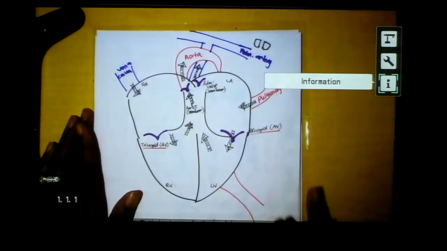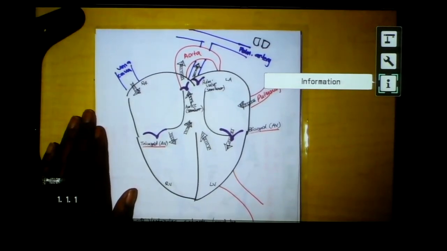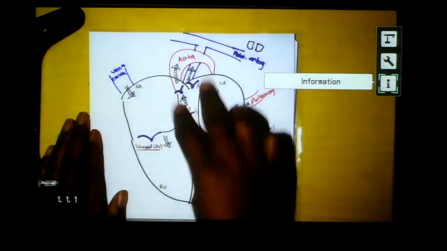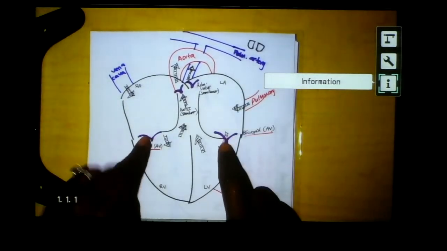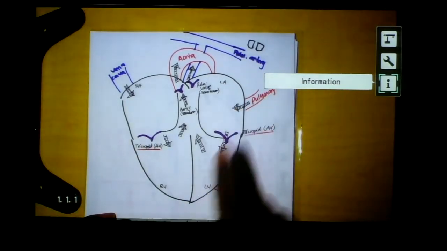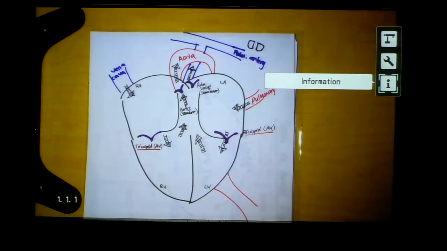Okay. So just to describe, we have 2 semilunar valves and 2 AV valves, right? The semilunar valves are the valves that are exiting the heart, right, from the ventricle out into the vessel. The AV valves are the valves that are between the atria and the ventricle, okay? On the left side of the heart, we have the bicuspid valve. On the right side of the heart, we have the tricuspid valve.